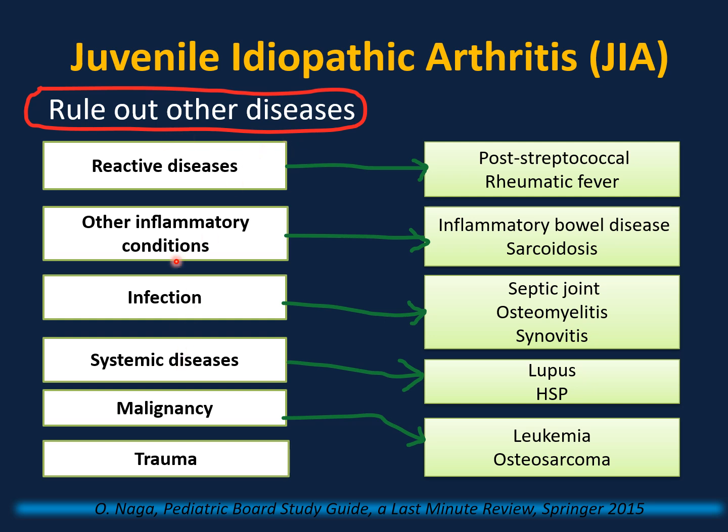I will give you a few examples here, like reactive diseases, for example, post-streptococcal infection, rheumatic fever. Other inflammatory conditions like inflammatory bowel diseases can be associated with arthritis, sarcoidosis, infection like septic joint, osteomyelitis, post-infectious toxic synovitis, very common. Systemic diseases like lupus, Henoch-Schönlein Purpura, malignancy like leukemia, osteosarcoma, Ewing sarcoma, and trauma.